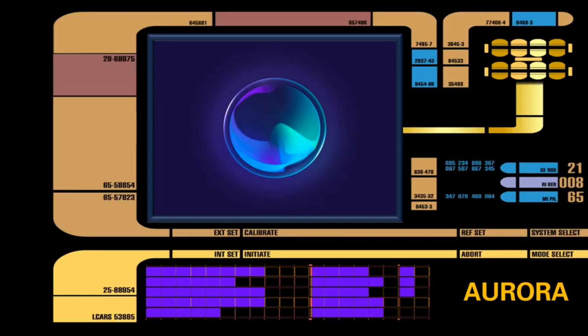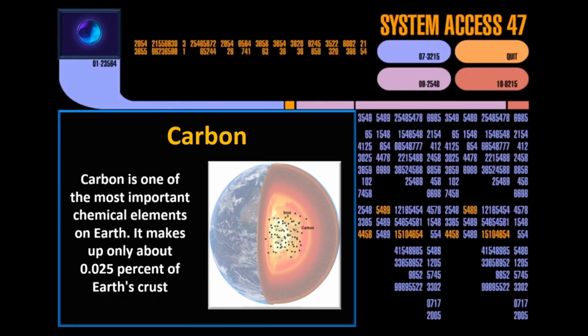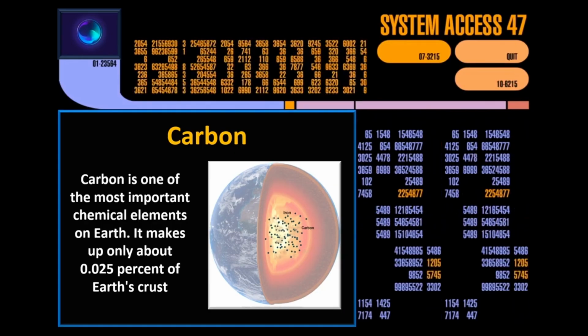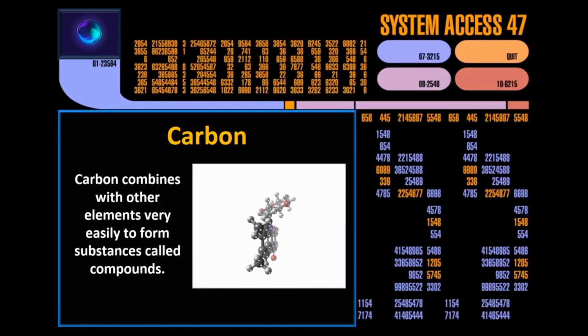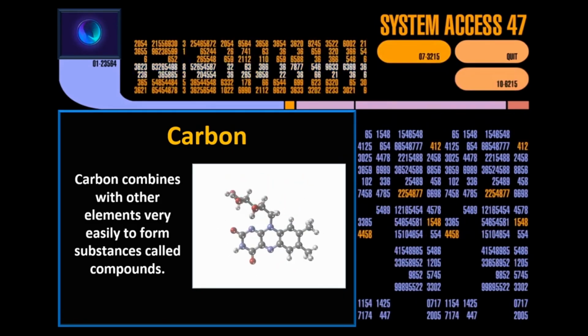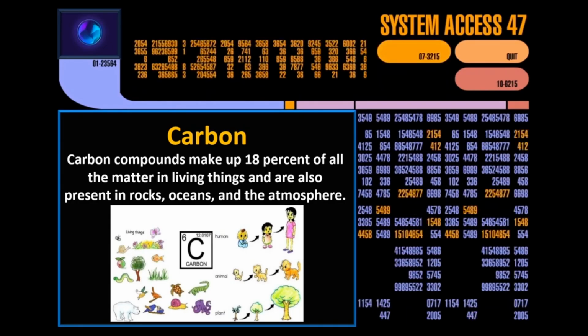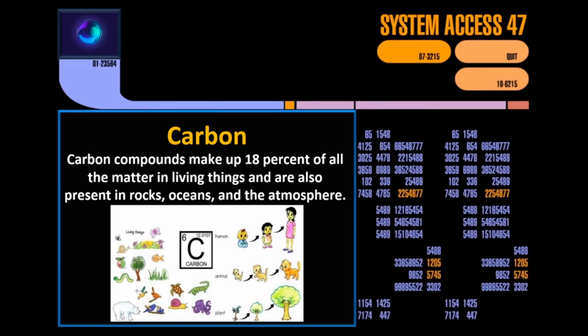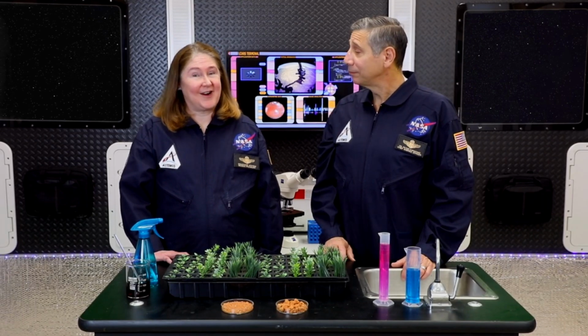I think we can attribute it to the carbon-enriched fertilizer we're using to treat the soil. Processing. Carbon is one of the most important chemical elements on Earth. It makes up only about 0.025% of Earth's crust. Carbon combines with other elements very easily to form substances called compounds. Carbon compounds make up 18% of all the matter in living beings and are also present in rocks, oceans, and the atmosphere. Correct, Aurora. After all, carbon is one of the most important elements on Earth.